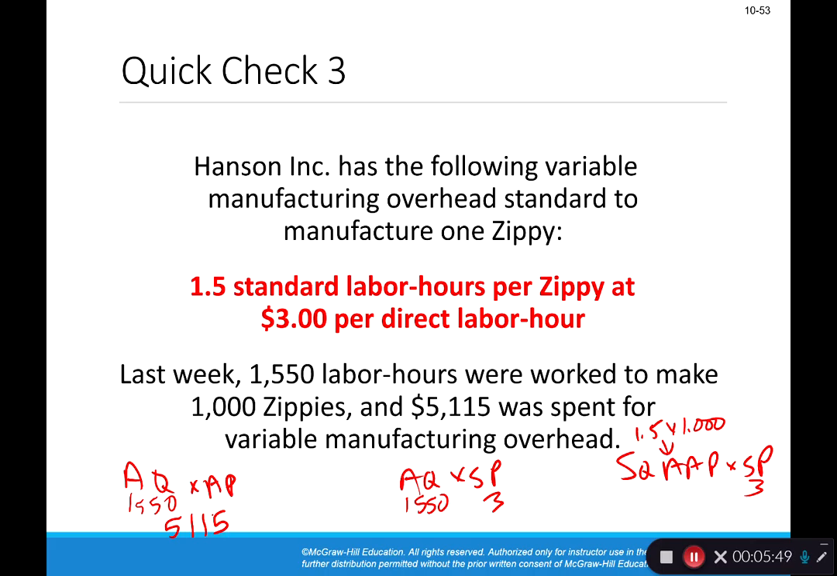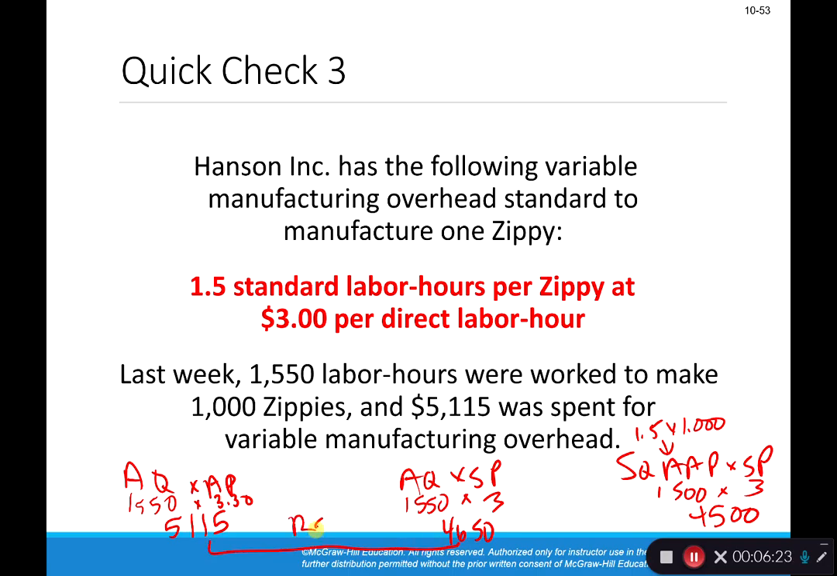And now all we have to do is math. So we can get our actual variable overhead rate by taking 5,115 divided by 1,550, and we get an actual rate of 3.30. We do a little math in the middle. 1,550 times 3 gets us 4,650. And then we got to get our SQUAP, which is 1,500, and we multiply that by 3. Whoopsies. And we get 4,500. I did that in my head, so I hope it's not wrong.